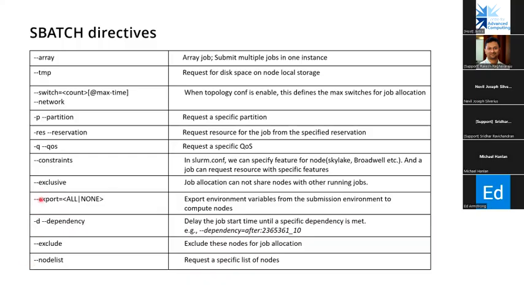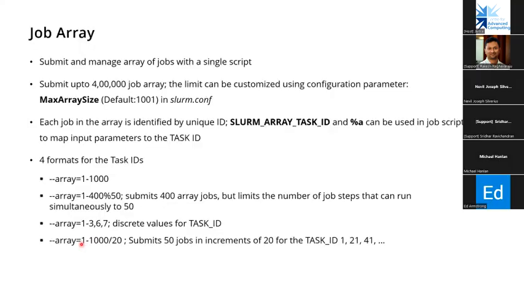Oh, sorry. I misread. The first directive is exclusive, which means that no one else can run on the system. Exclude means to exclude a list of nodes in the system. And we can also specify the node list of where the jobs can run, and so on.